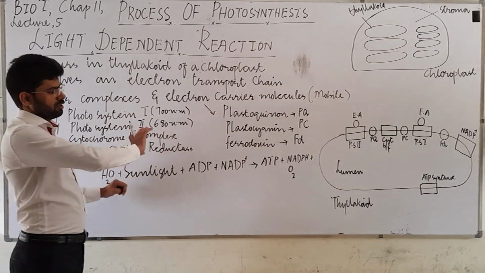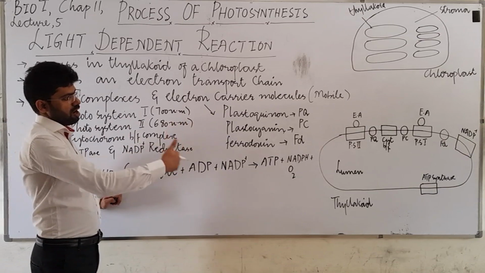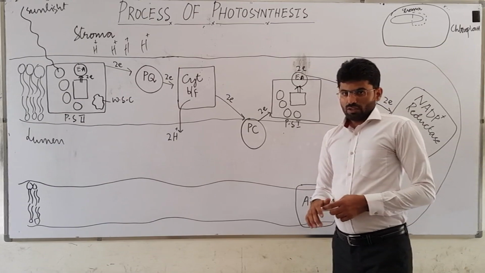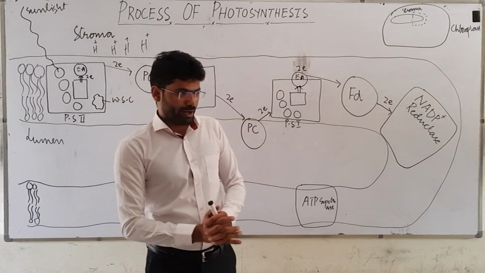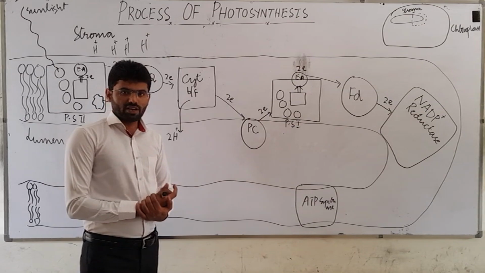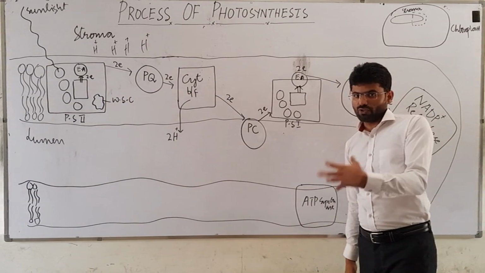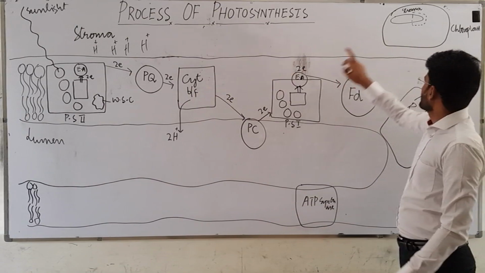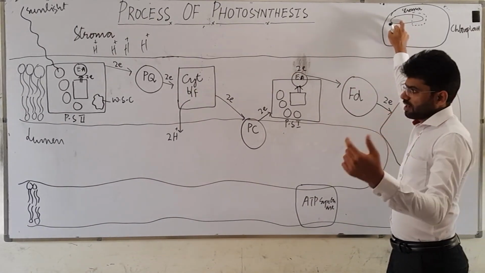Now I will draw the thylakoid on a bigger note, so you can learn how the electron transport chain is occurring. So now this is called the bigger image of the thylakoid, by which you can understand this light dependent reaction or the electron transport chain in a very good way. So this is called the thylakoid. As you know, the thylakoid is a disc-like structure and it is a membrane.